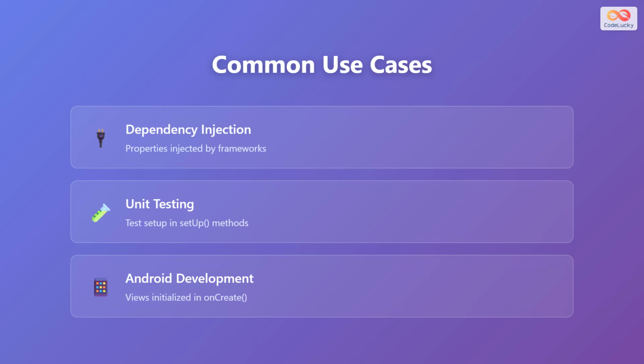Let's explore 3 common scenarios where lateinit is particularly useful. First is dependency injection, where frameworks like Dagger or Koin inject properties after object creation. Second is unit testing, where you often initialize test objects in a setup method rather than in the constructor. Third is Android development, where views and other components are typically initialized in lifecycle methods like onCreate, after the activity or fragment is constructed. In all these cases, lateinit provides a clean and safe way to handle delayed initialization.